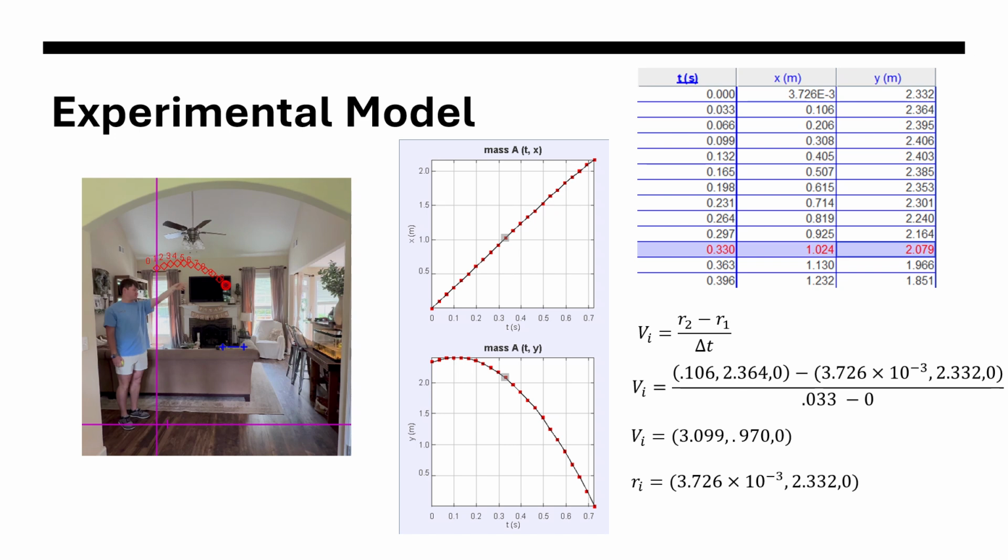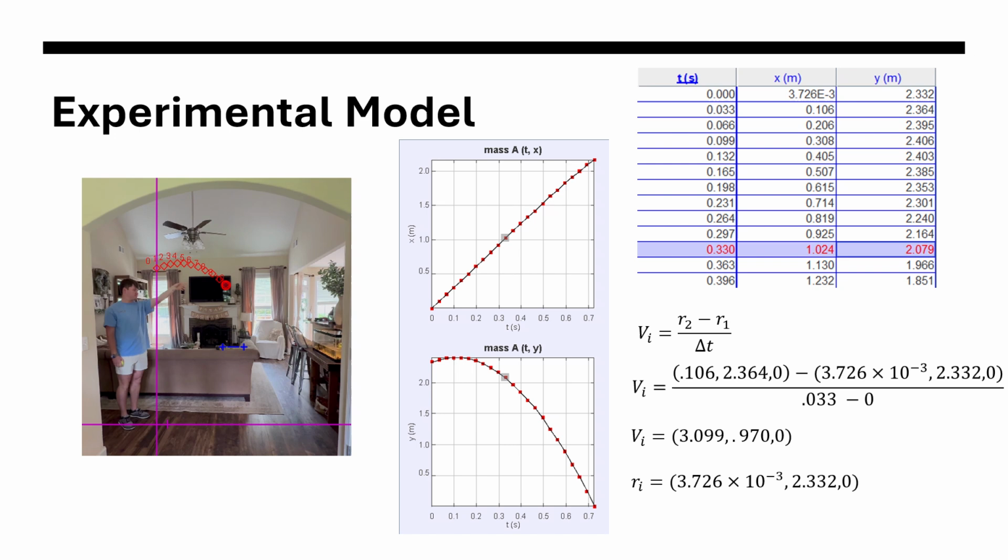This is my experimental model. The photo shows the parabolic trajectory of the red ball I used for the experimental model. Using the tracker program, I traced the ball through its flight, which provided the two distance by time graphs shown in the middle. The results of the thrown ball are shown above.